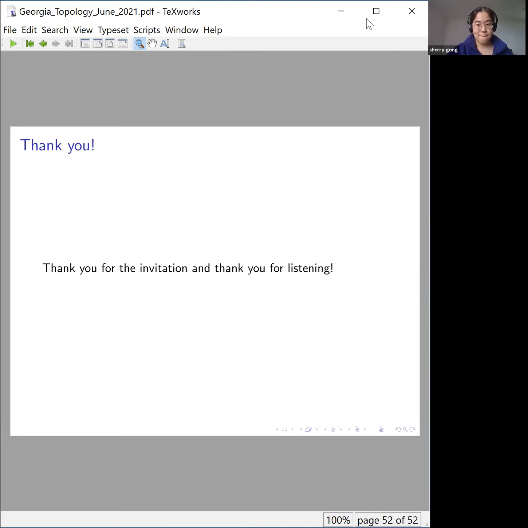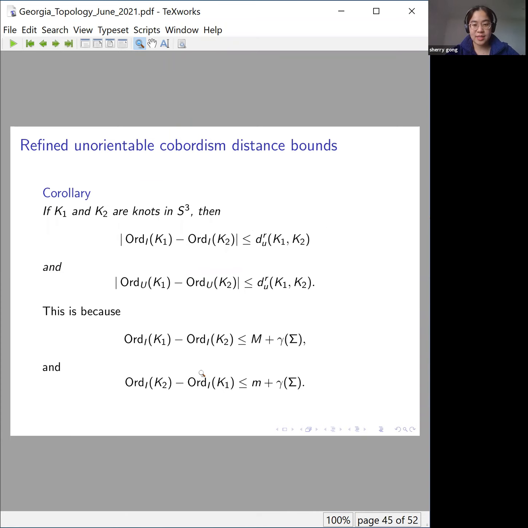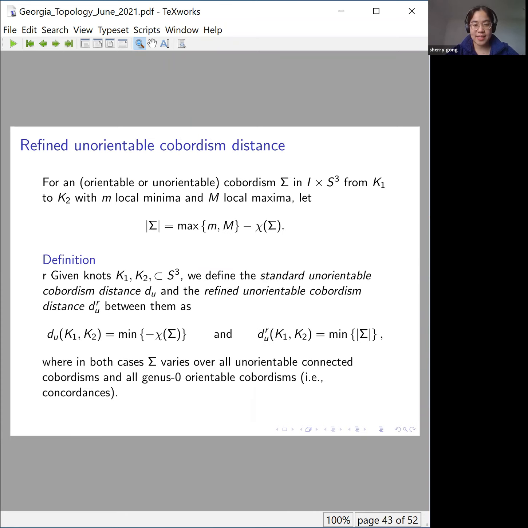Hi, this is Melissa. Just to review, what is the notion of distance again? The distance is basically, the standard one is asking how much topology has to happen in a cobordism between them, and the refined one is how much topology and extra data about the number of minima and maxima. Okay, so I'm wondering, this has to be related to a knotting number as well, right?